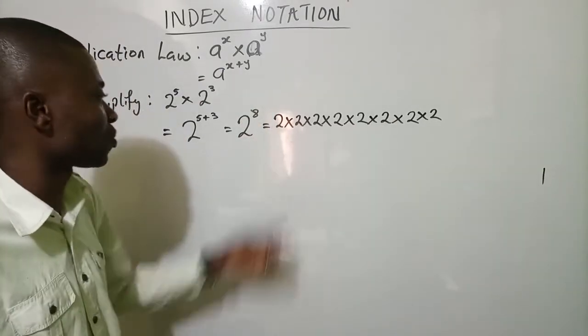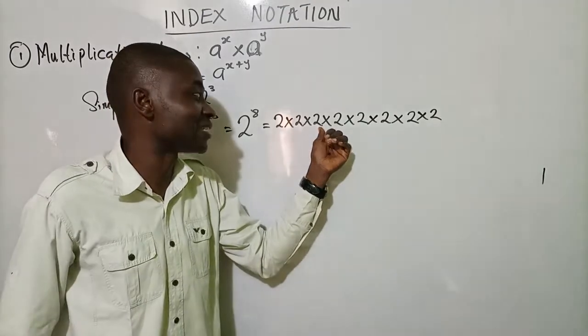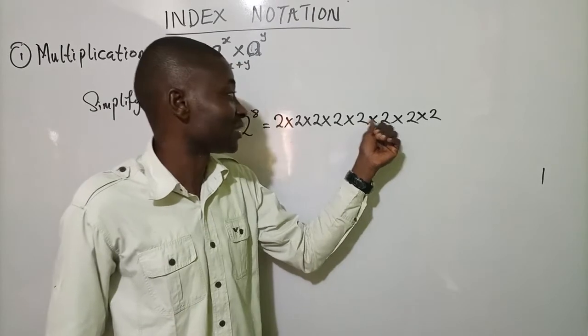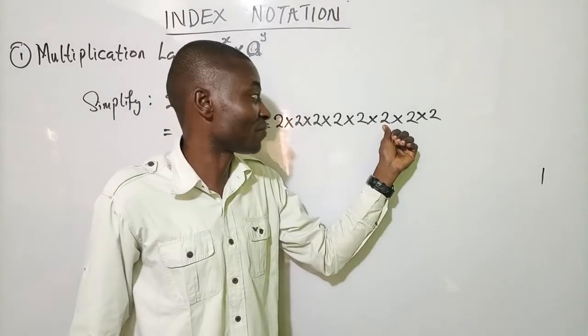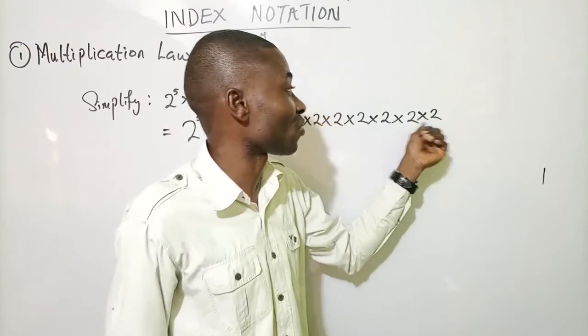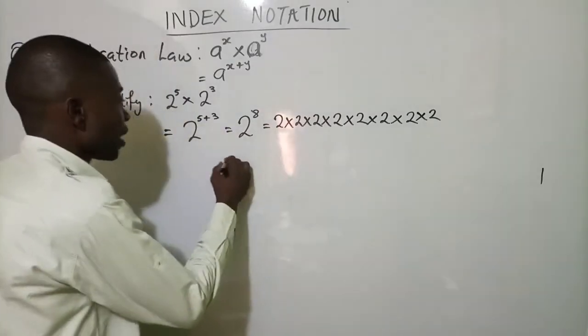So what do you do? Multiply. Let's do it together. It's very simple. 2 times 2 is 4. 4 times 2 is 8. 8 times 2 is 16. 16 times 2 is 32. 32 times 2 is 64. 64 times 2 is 128. And 128 times 2 is 256. So 2 raised to the power of 8 is what?